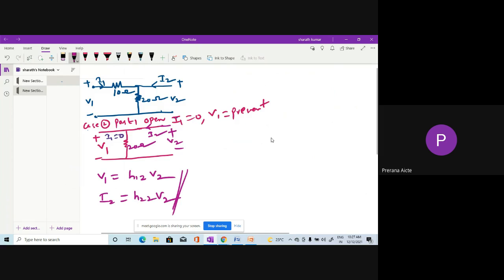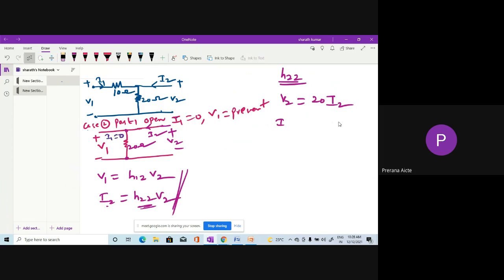Generally we follow a method in such a way that we find H22 first. In order to find H22, look after this, I2 is there, V2 is there. Just apply V2 is equal to 20 I2, because the same 20 ohm resistor is across your V2. So our H22 is going to be I2 by V2.